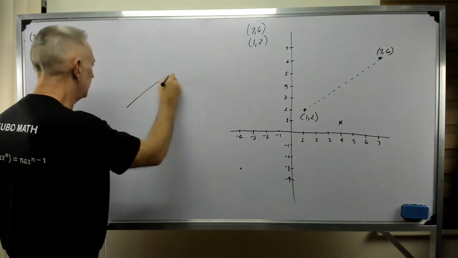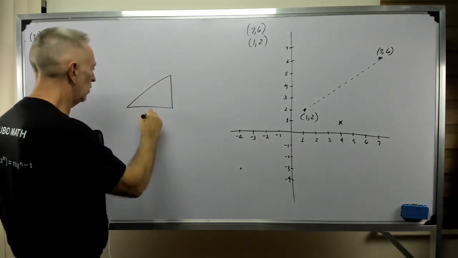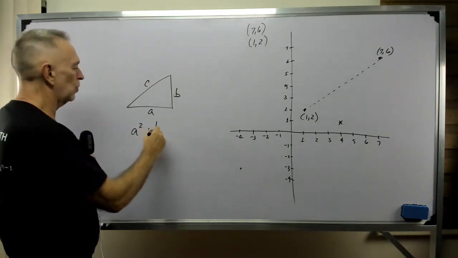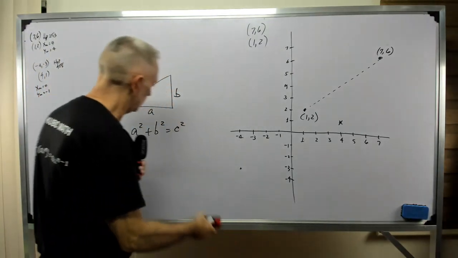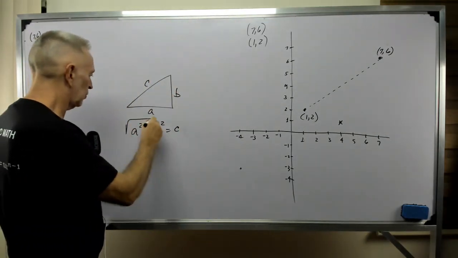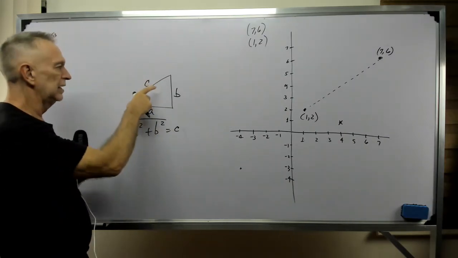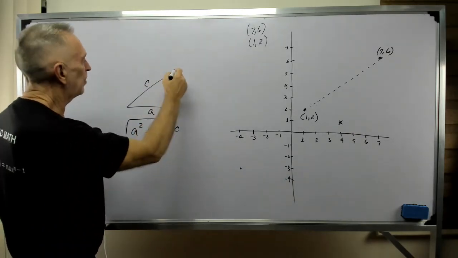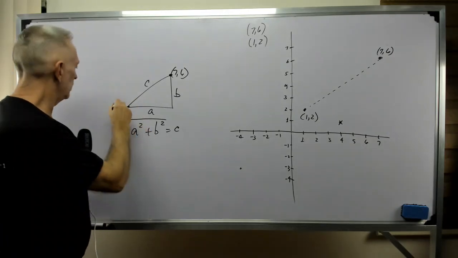If I have a triangle, we've all learned a, b, c, that a squared plus b squared equals c squared. If I want to know just c, the length of that line, I just take the square root of a squared plus b squared, and that equals c. That's exactly what we have here. We're looking at this point which is (7, 6) and this point which is (1, 2).